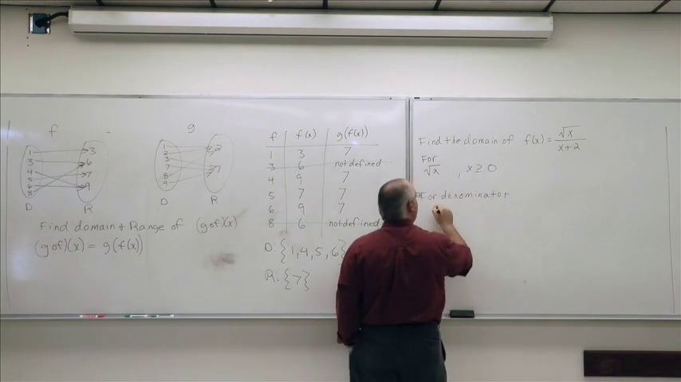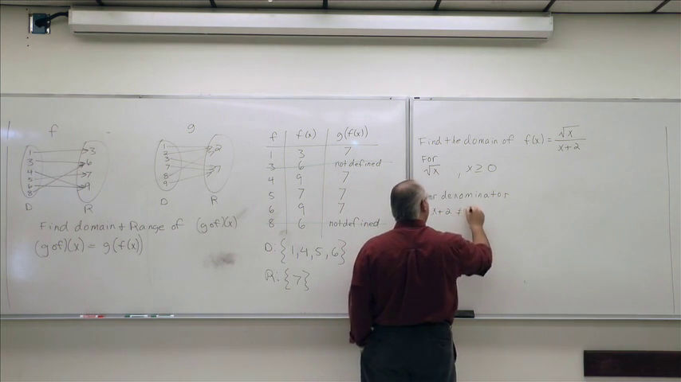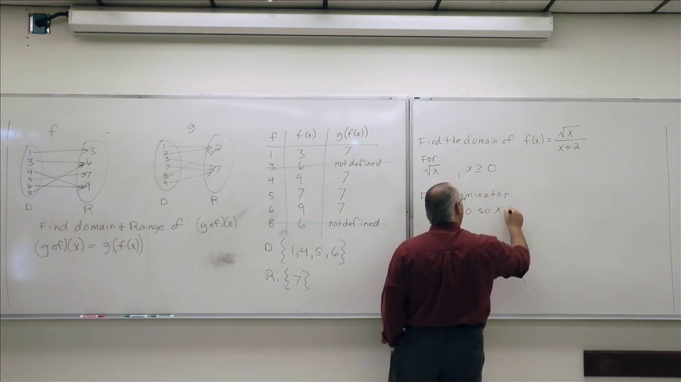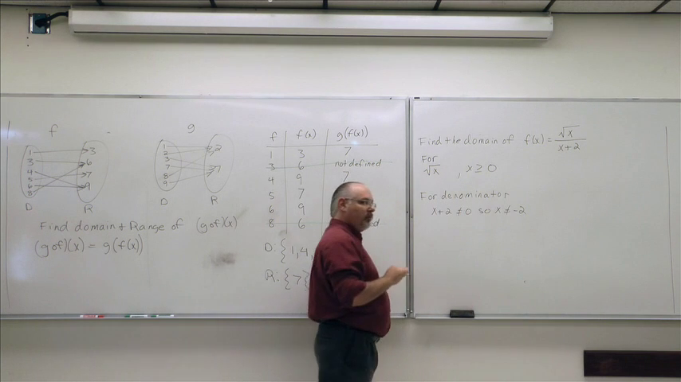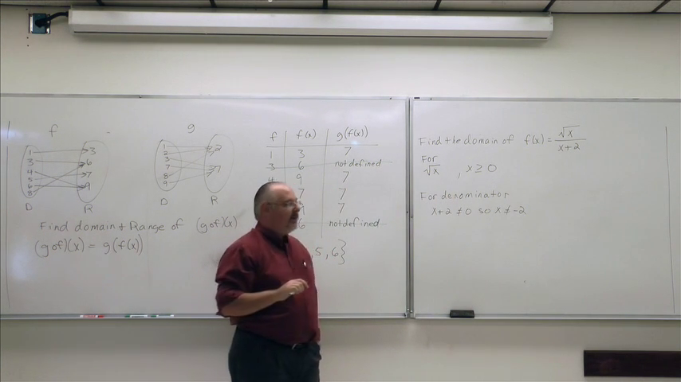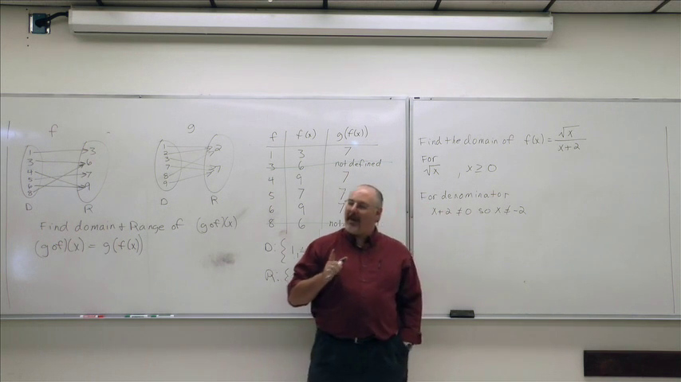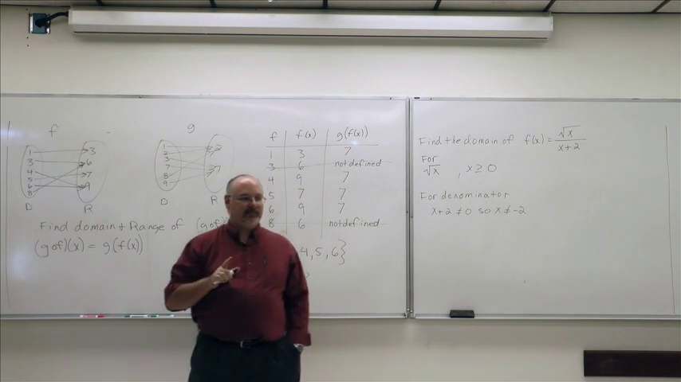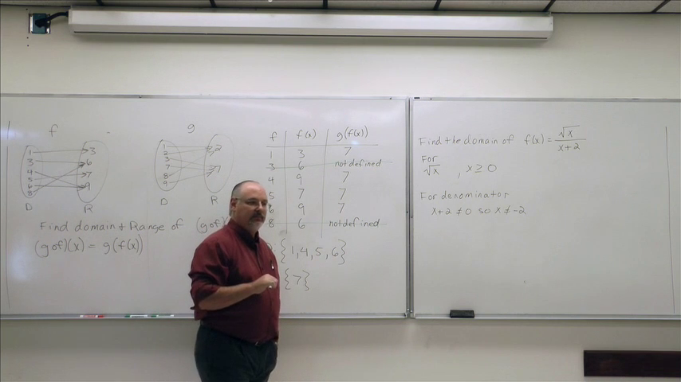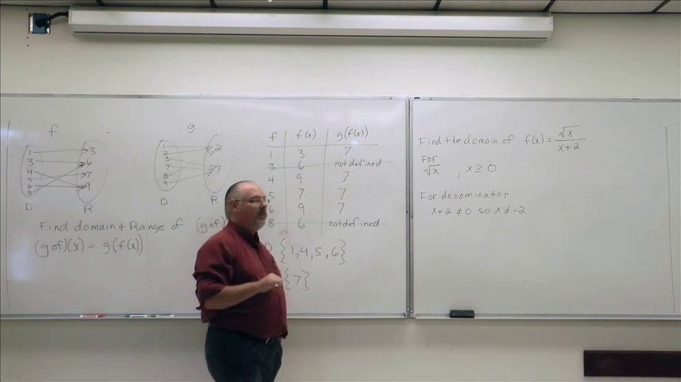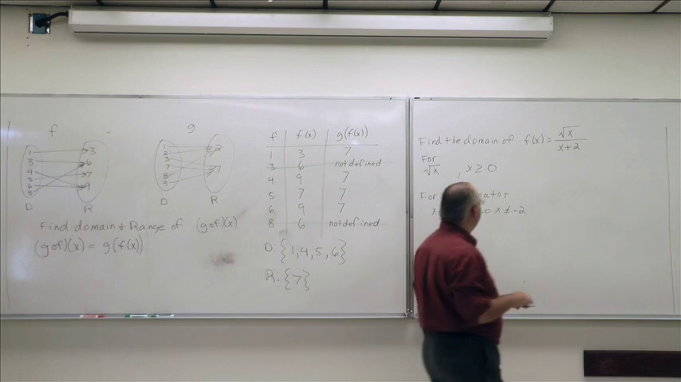For the denominator, x plus 2 cannot be 0, so x cannot be negative 2. The question is, what's the domain? You write it in interval notation. Okay, and how would I do that?